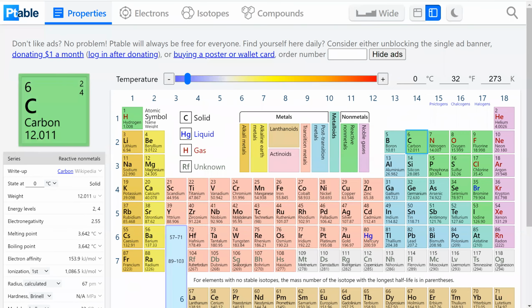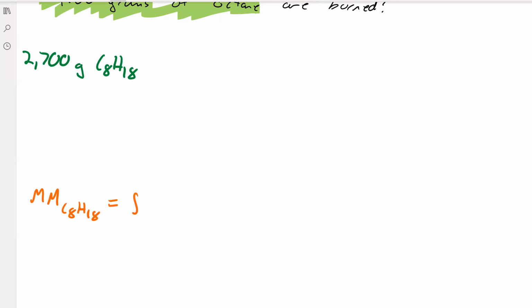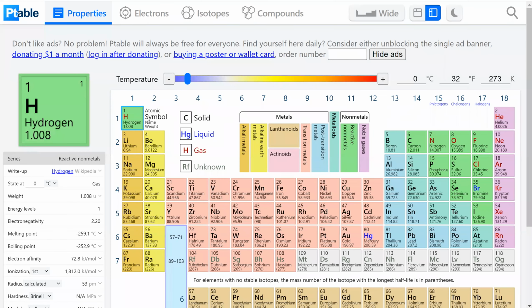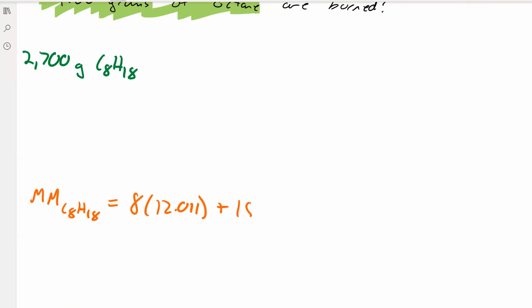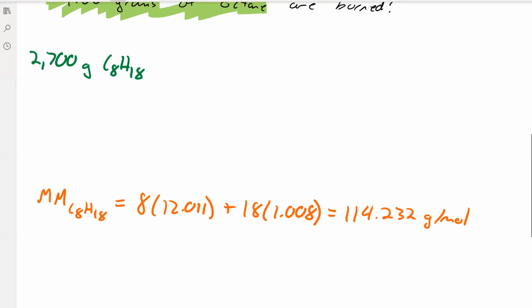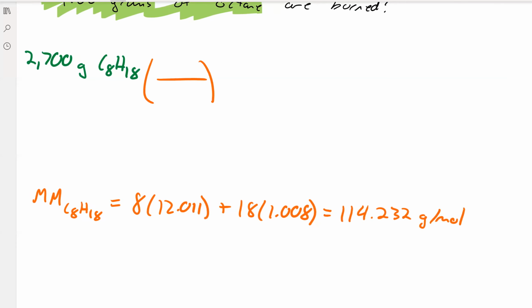We see that each carbon weighs 12.011 grams per mole. So we're going to do 8 times 12.011 plus 18 times 1.008 for hydrogen. Do all the math there, you end up with 114.232 grams per mole, right? And so we're going to use that value there to convert our grams of octane to moles of octane. Note that the grams is up top here, so grams has to go down here in order to cancel out. The number follows that unit, so 114.232 grams to 1 mole.